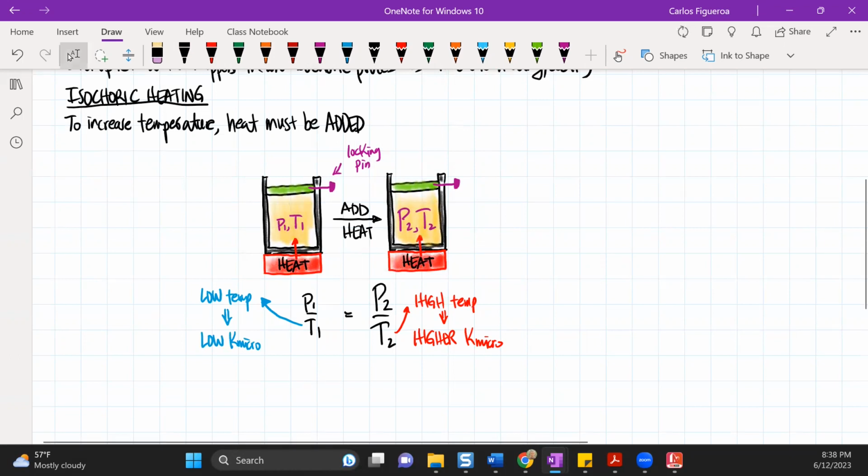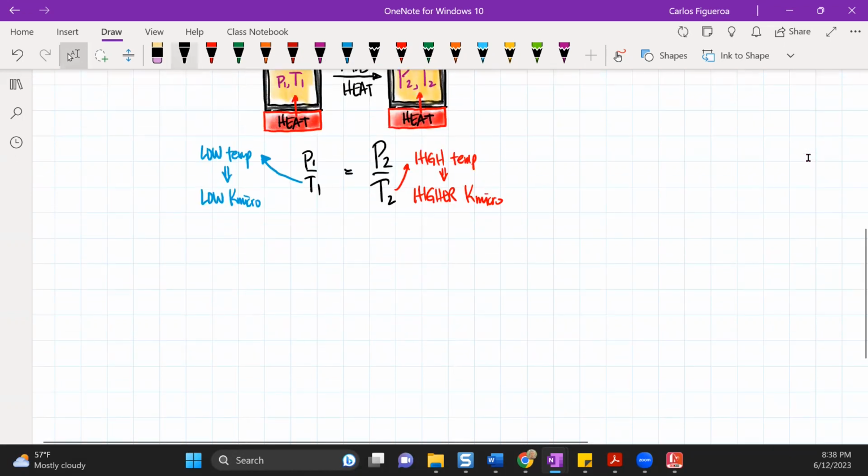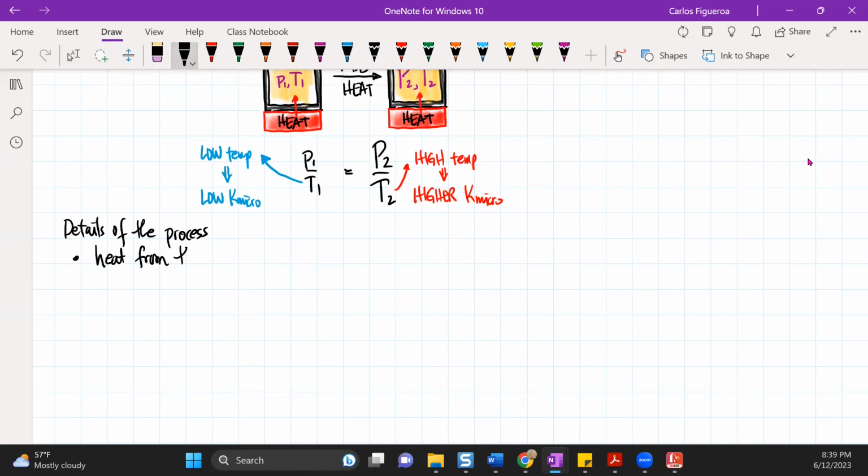And so that ratio has to be a constant. So let's look at the details just to make sure that we're clear on them. So details of the process. So when I see this, what am I seeing? There's heat from the environment.